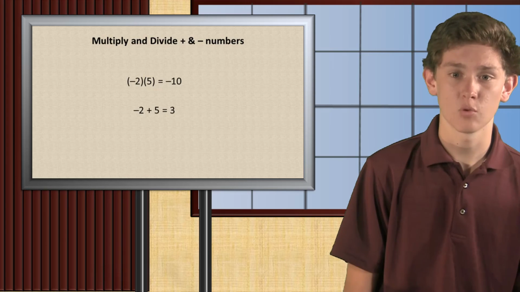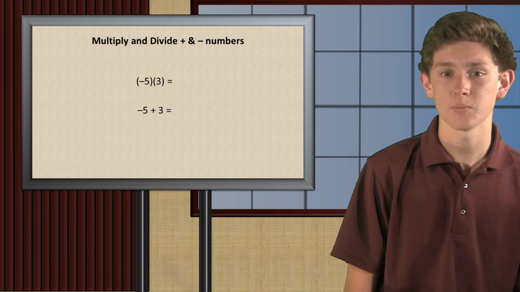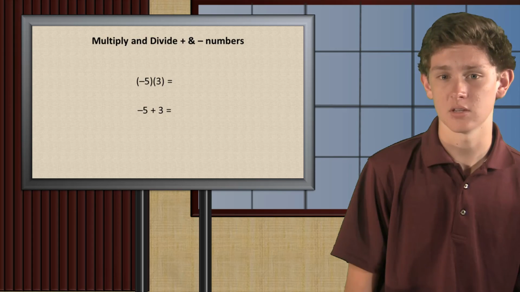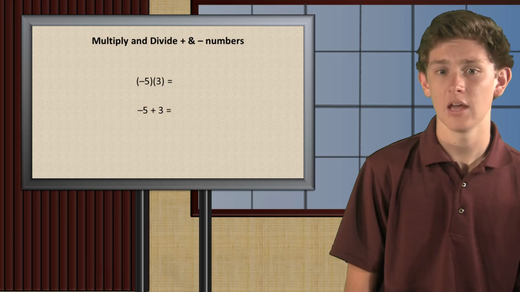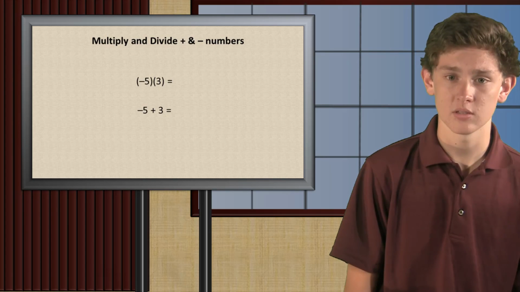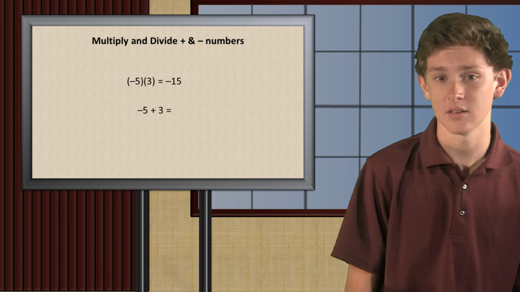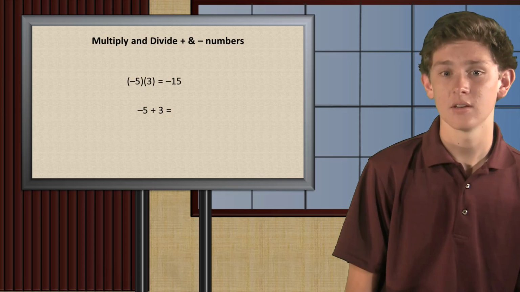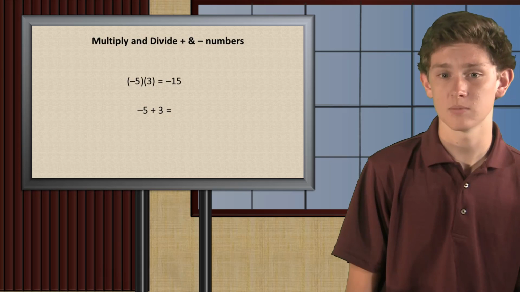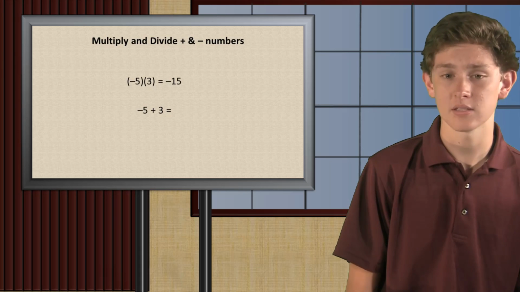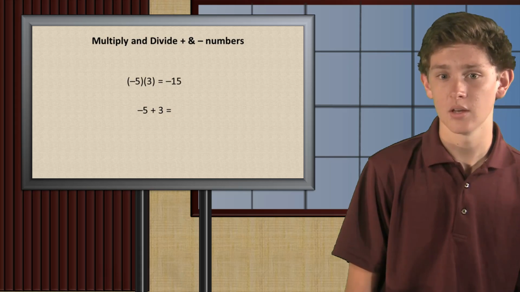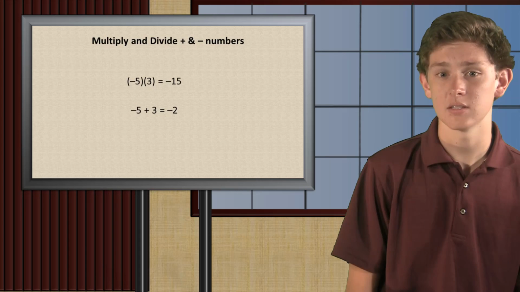Now, next set of questions. -5 times positive 3. Because there's only one negative sign in the multiplication, the answer is going to be negative, and 5 times 3 equals 15. So the answer is -15. Now for the addition. -5 plus 3. Since there's 2 different signs, we're going to subtract the numbers. 5 minus 3. The answer is 2, and we're going to take the sign of the larger number, which is 5. So the answer to the question is -2.